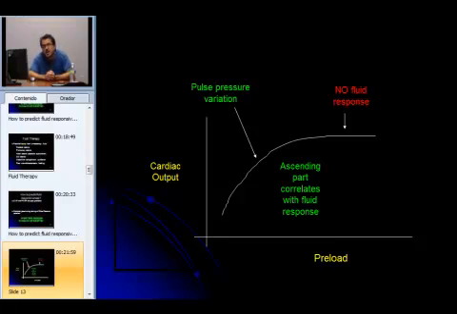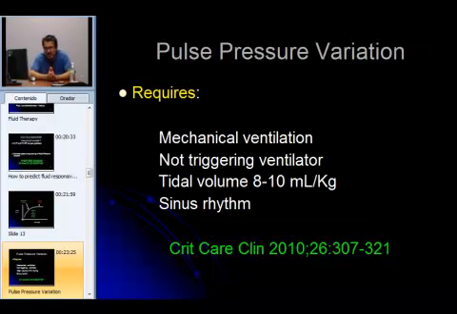And that is the main reason for giving fluid. So how do you know that you're in that part? Well, when you are in that part of the curve, you're going to have pulse pressure variation. That's what we're going to talk about. Most patients that are really sick with sepsis, and you are debating about this, are going to be intubated. So most of these patients are going to be on mechanical ventilation, and they're going to be in sinus rhythm. Yes, you can have AFib, flutter, whatever, but most patients are going to be in sinus rhythm, in sinus tachycardia.